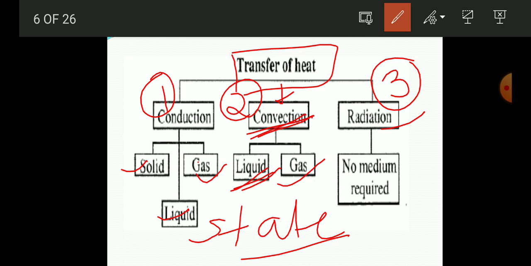Like, students, the sun's heat energy is transferred to us on our planet. You know that in space no atmosphere exists, and in that case also the heat is transferred to us. So this is radiation, where no medium is required.